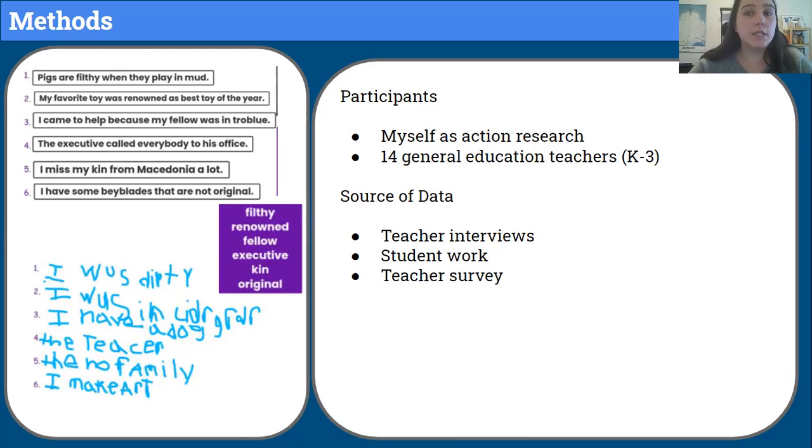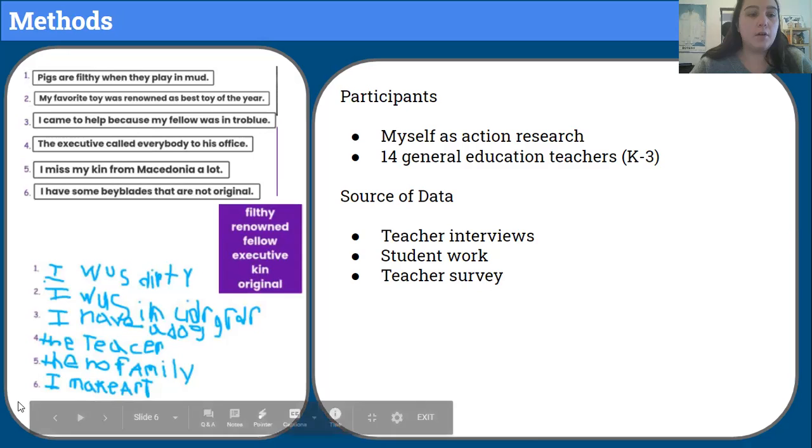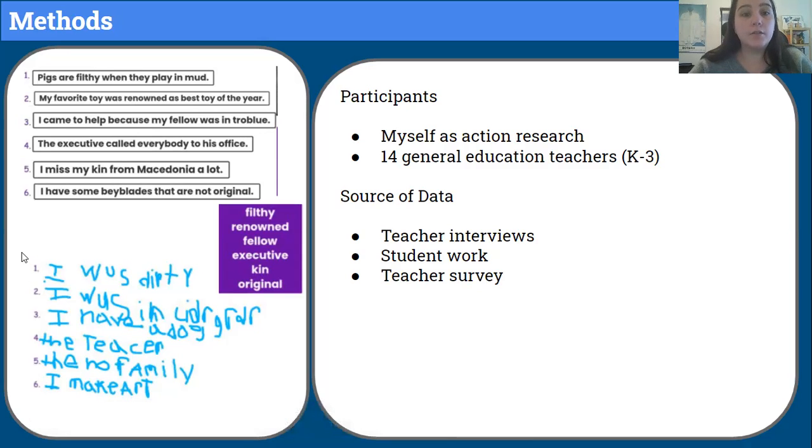So the pictures that I included in my methods are an example of the top being a piece of work given by a student whose parents are very engaged in the child's education. And the second is an example of a child's work who does not have very engaged parents, who, according to the teacher, is pretty much left to their own devices.